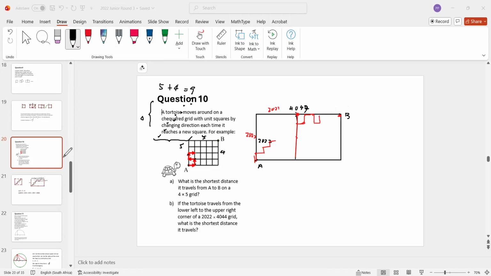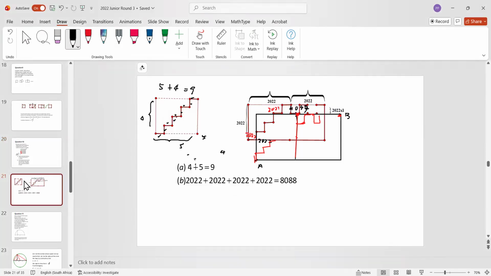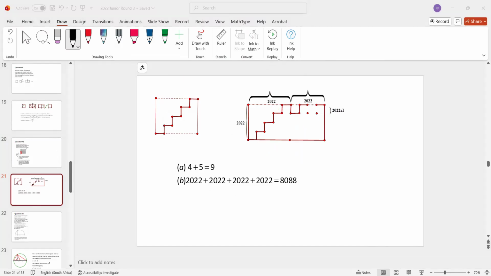So now what is the shortest distance it travels? Once more, I'm going to resort to the diagram which I had, and there it is. So it goes up like this. It's 2022 here. I should have had dotted lines. Sorry about this, I can't rub it out now. It comes up to a certain point. From here, it'll go down, forward, up, forward, down, forward.